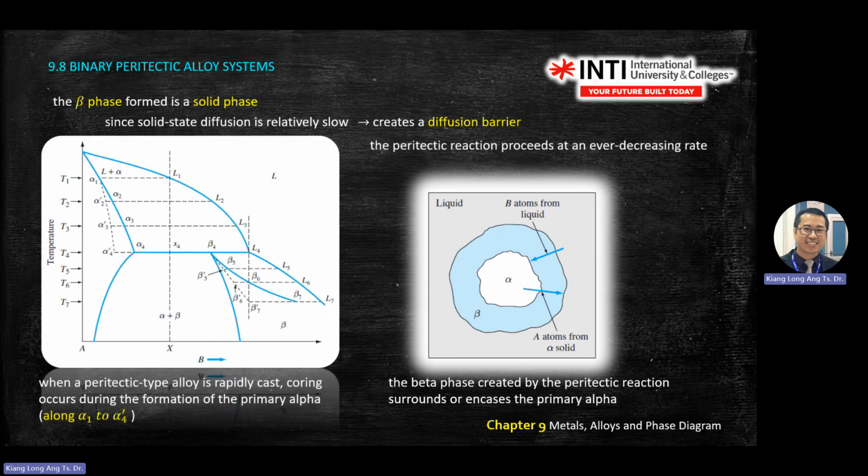All these are the chemical. So when beta forms a solid phase, and if the solid diffusion is relatively slow, you will create a barrier, right? So you will see the dashed line, alpha 1, alpha 2, 3, 4. This is rapid cooling. This one also. Beta, this dotted is rapid cooling. So when you have rapid cooling, you will form the core. Okay, you will form the core.